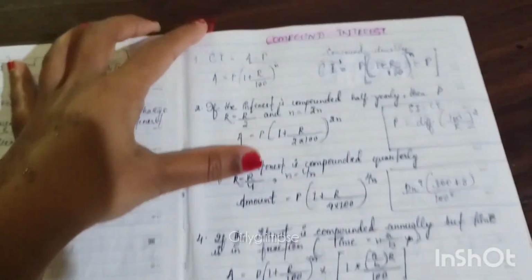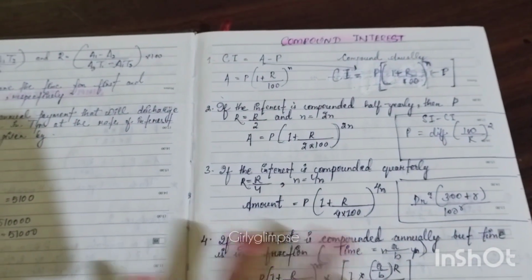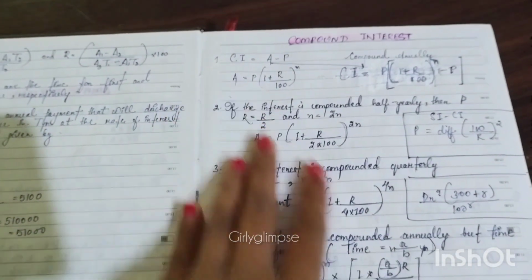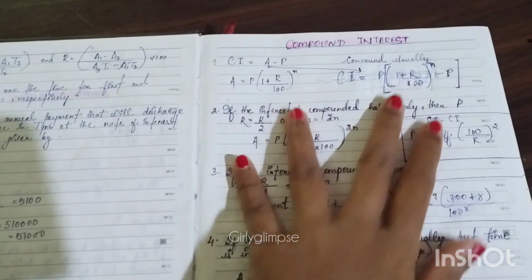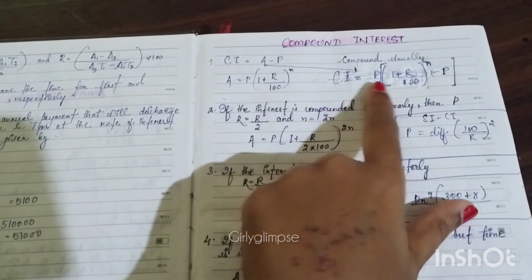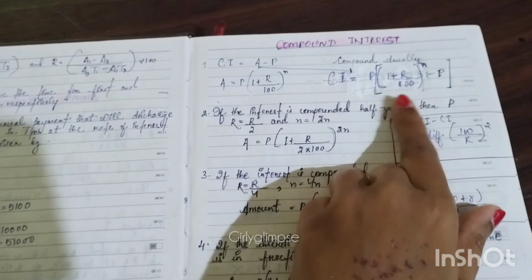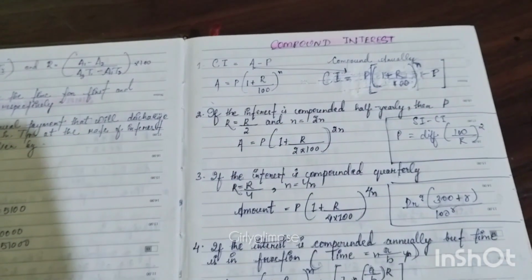These are all the formulas. You just have to know how these are solved. Then you can go for the shortcut method. Then compound interest, we know the formula. Compound interest is P into (1 plus R by 100) to the power N, minus P.